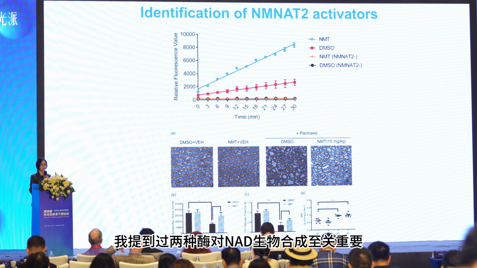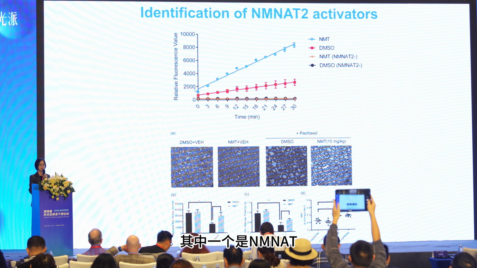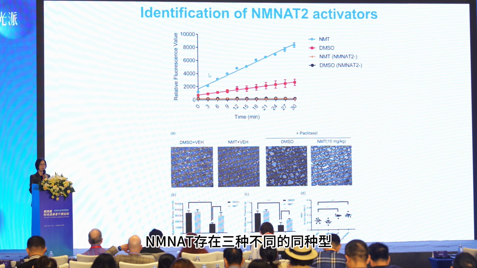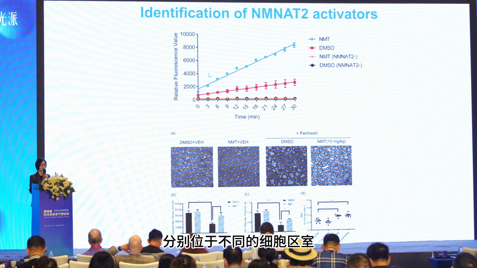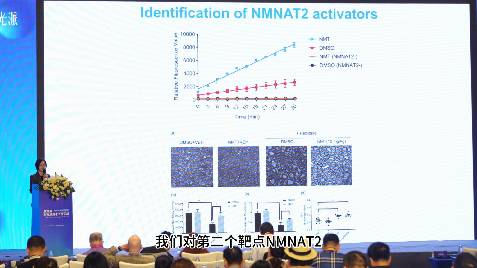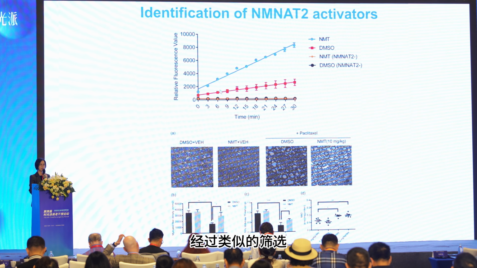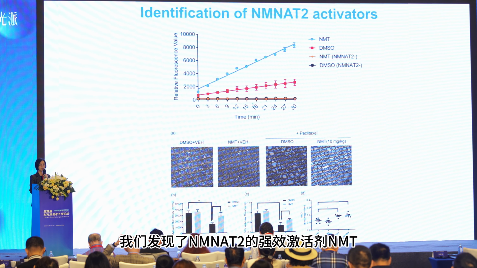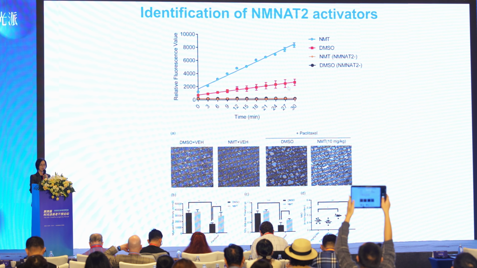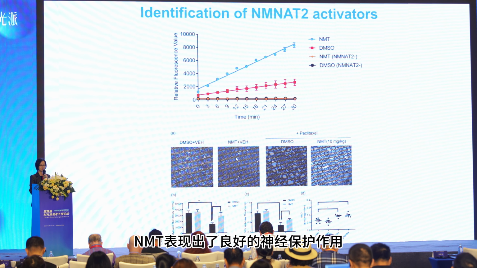So as I mentioned, two enzymes are important for NAD biosynthesis. This includes NMNAT, and NMNAT has 3 isoforms in different cellular compartments. NMNAT2 is in the cytosol and mainly expressed in the brain. So we used a similar strategy for our second target, NAMPT. Sure enough, we did a similar screening and found a robust activator of NAMPT. And this NAMPT activator also showed a neuroprotective effect in the CIPN models.